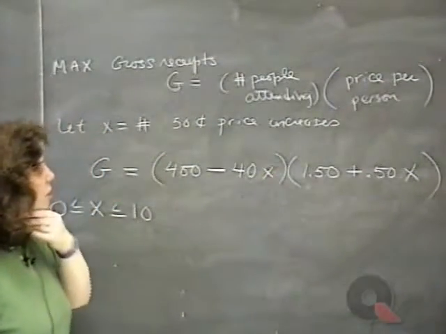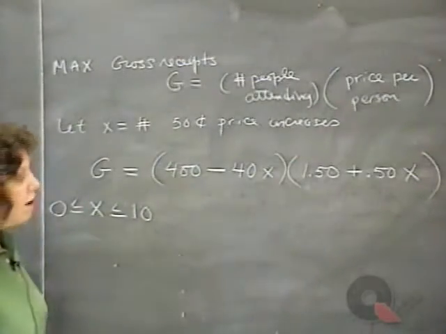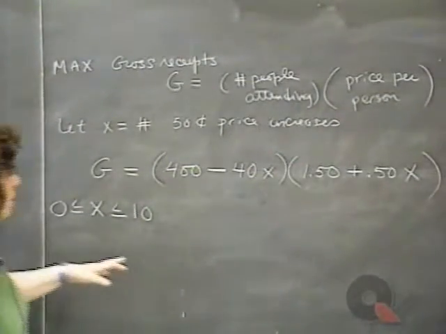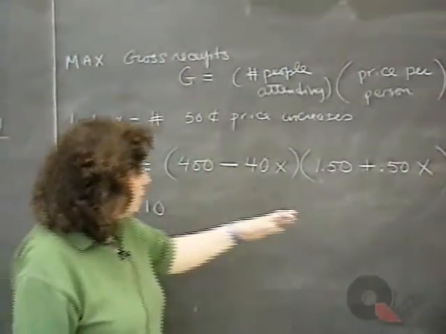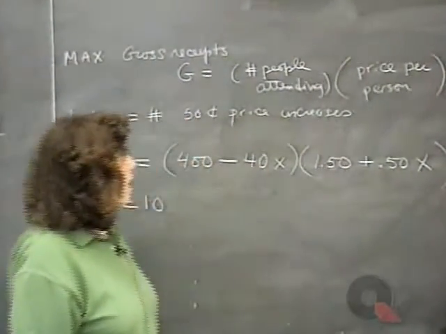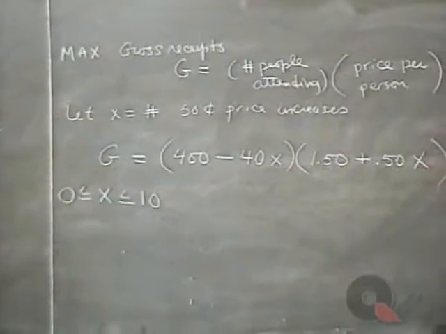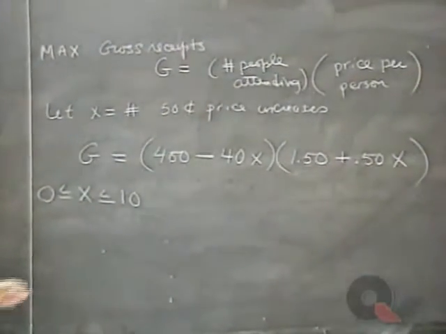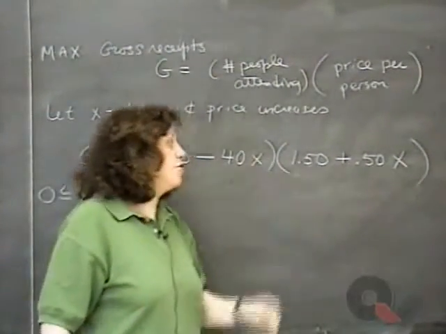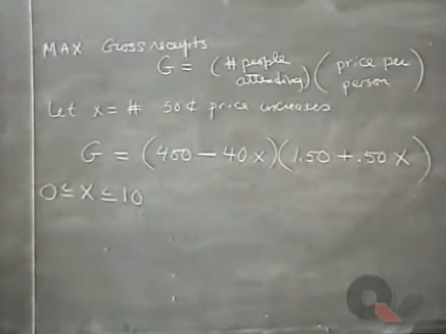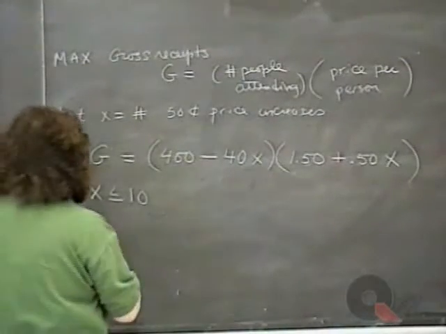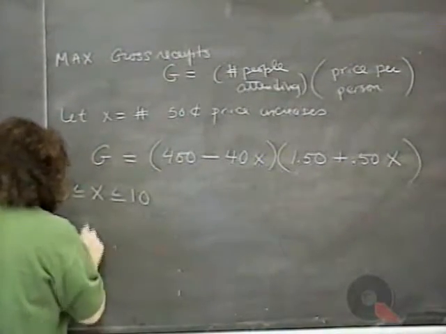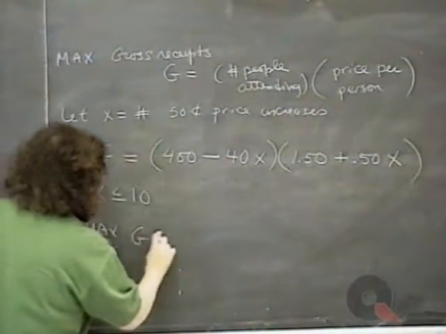Okay, clearly it starts off that you're going to make more money. When x is 0, that's one extreme. When x is 10, it's the other extreme. We're looking for that ideal price in the middle where you may have fewer people, but the price has gone so high that it still gives you the greatest gross receipts. Now, we want to maximize g.